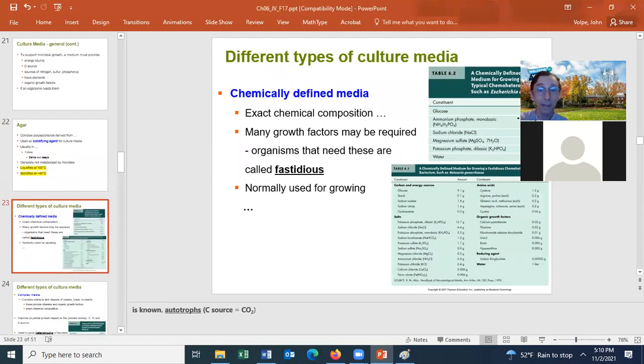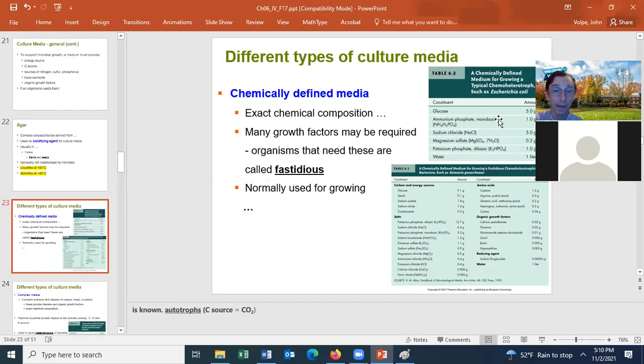We have different types of media. There's a chemically defined media, and this media has the exact chemical composition known because every molecule in the media is one that we add. You may need to add many growth factors, and if you do need to add many, then we call that organism fastidious. It does not grow easily. The chemically defined media is normally only used for growing autotrophs because they're easier to grow. They supply a lot of their reagents.